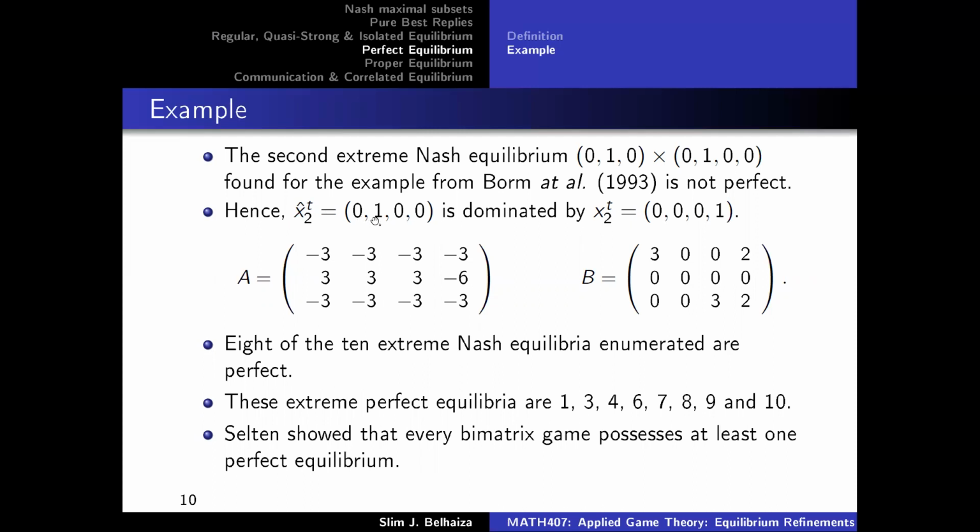So we can see that x2 hat, which is 0, 1, 0, 0, is dominated by 0, 0, 1. Okay, and 8 of the 10 remaining extreme Nash equilibria, of the whole 10 extreme Nash equilibria, are found to be perfect. Among these are 1, 3, 4, 6, 7, 8, 9, and 10. And what Selten was able to show is that every bimatrix game possesses at least one perfect equilibrium.